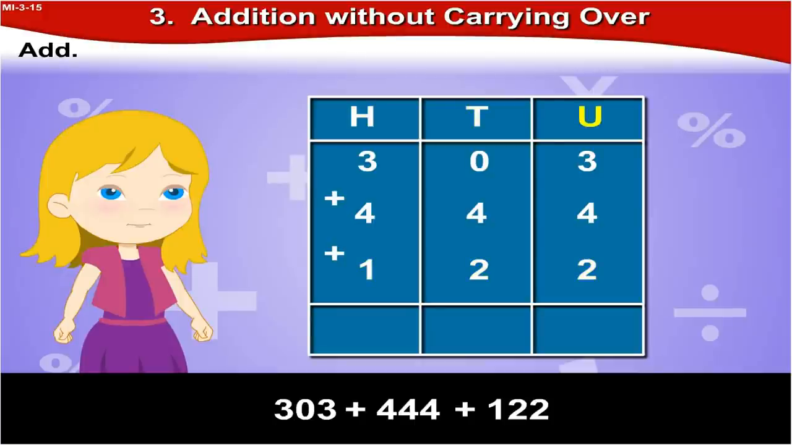In the units column, 3 units plus 4 units is 7 units, plus 2 units is 9 units. In the tens column, 4 tens plus 2 tens is 6 tens. In the hundreds column, 300 plus 400 is 700, plus 100 is 800. So the answer is 869.